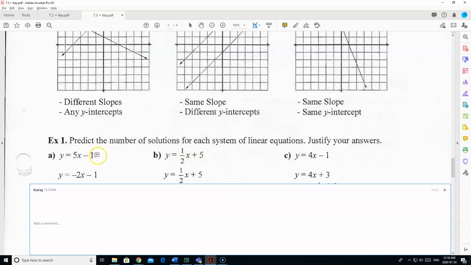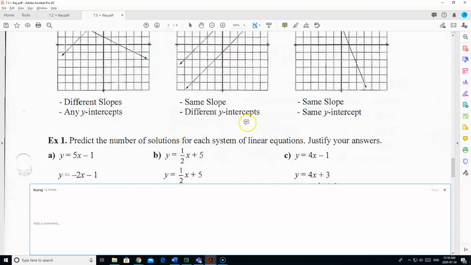Predict the number of solutions for each system of linear equations and justify your answer. So we'll predict, and then we'll see why. You have two equations in your system: y equals 5x minus 1, and y equals negative 2x minus 1. Our options are: does this system have one solution, an infinite number of solutions, or no solutions?